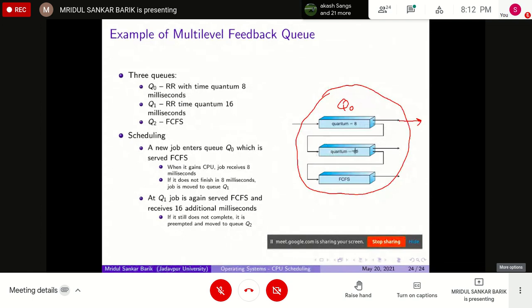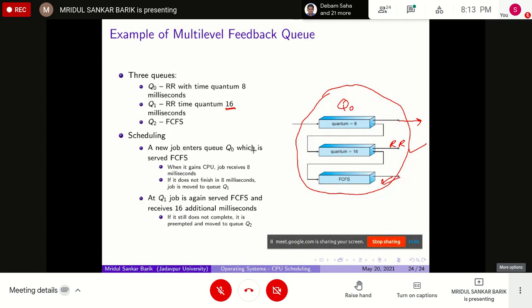In the next queue, here also we have round robin, with time quantum 16. So if the total length of the process was 20, in the first queue it was given 8 time units. After that, for the remaining 12, it would be given 16 time units. It would use 12 and finish and come out. But if the length of the process is more than 24, that is 8 plus 16, then it would be moved to the third queue, Q2. Here it would be scheduled using FCFS.